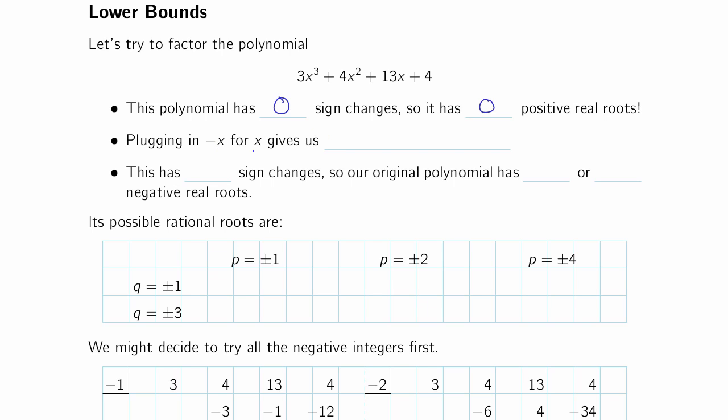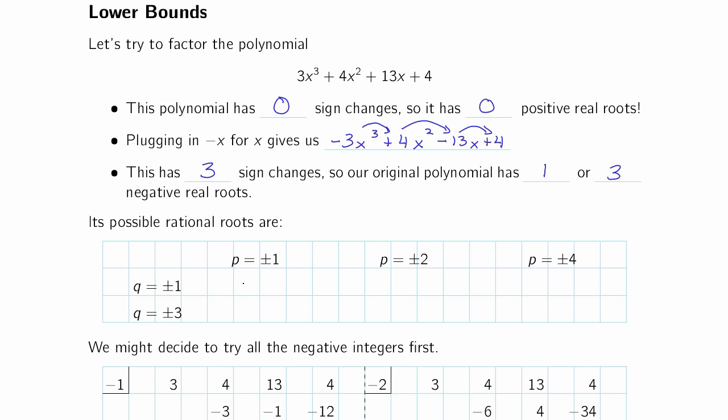If we plug in negative x for x, so we're doing that p of negative x thing, we're going to reverse the signs of everything with an odd power of x, and leave the ones with even powers alone. So that has 1, 2, 3 sign changes. We have either 1 or 3 negative real roots. So we know we're going to have at least one negative number. So we should think about trying negative numbers.